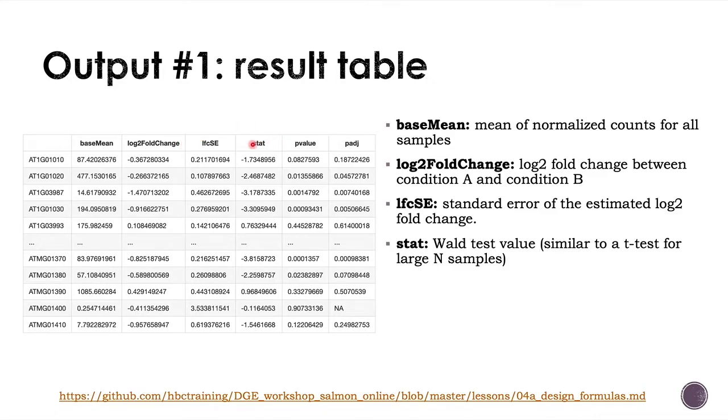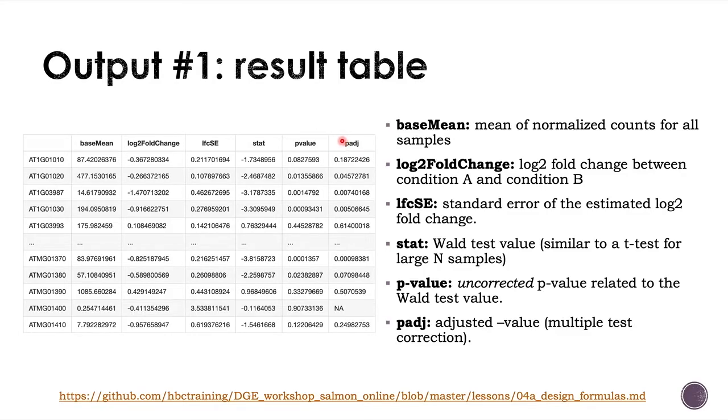Then we move on, we have stat, which is the test value, a Wald test, which is similar to a t-test for large numbers of samples. The uncorrected p-value, so the raw p-value corresponding to the Wald test value, and you need to correct it because you're performing multiple tests at once. This is why you have the adjusted p-value at the end of the table.